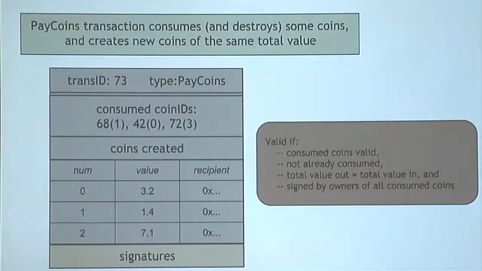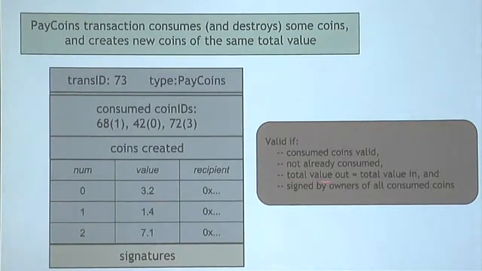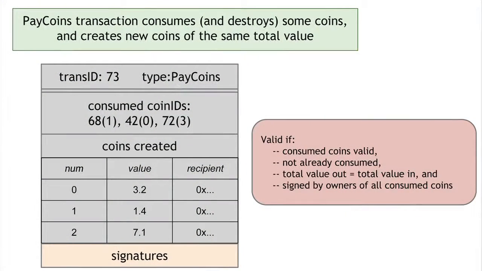The rules of Scrooge coin say that a PayCoins transaction is valid if 4 things are true. First, if the consumed coins are valid, that is, they really were created in previous transactions. Second, that the consumed coins were not already consumed in some previous transaction. That is, that this is not a double spend. Third, that the total value of the coins that come out of this transaction is equal to the total value of the coins that went in. And finally, that the transaction is validly signed by the owners of all of the consumed coins. If all of those things are true, then this PayCoins transaction is valid. Scrooge will accept it. He'll write it into the history, into the blockchain, and everyone will see that this transaction has happened.